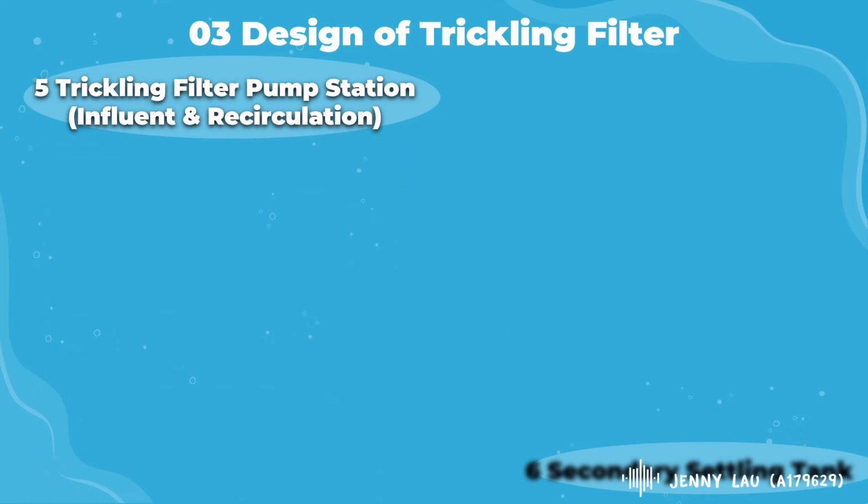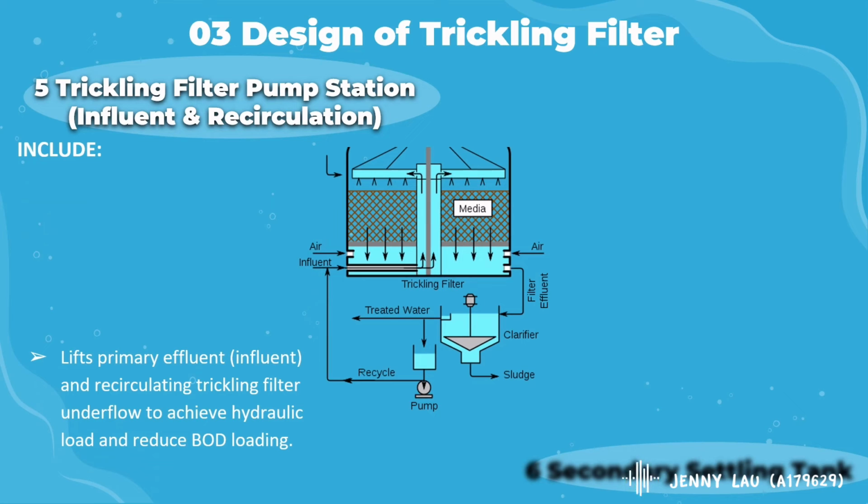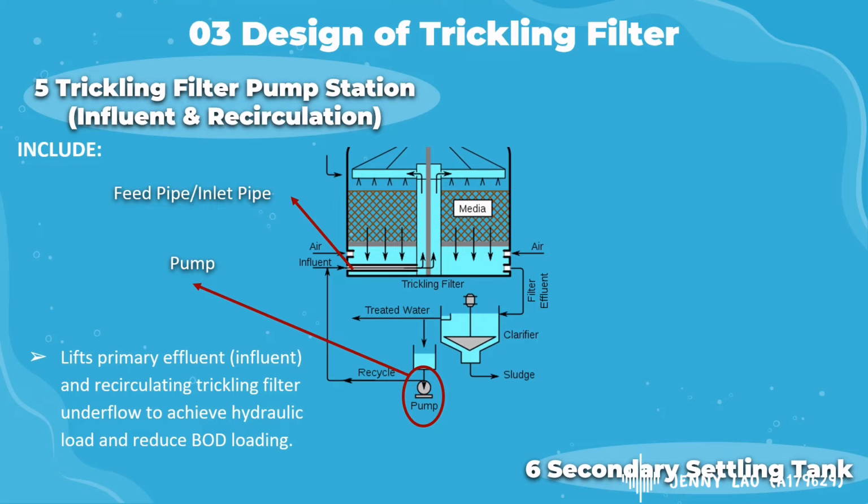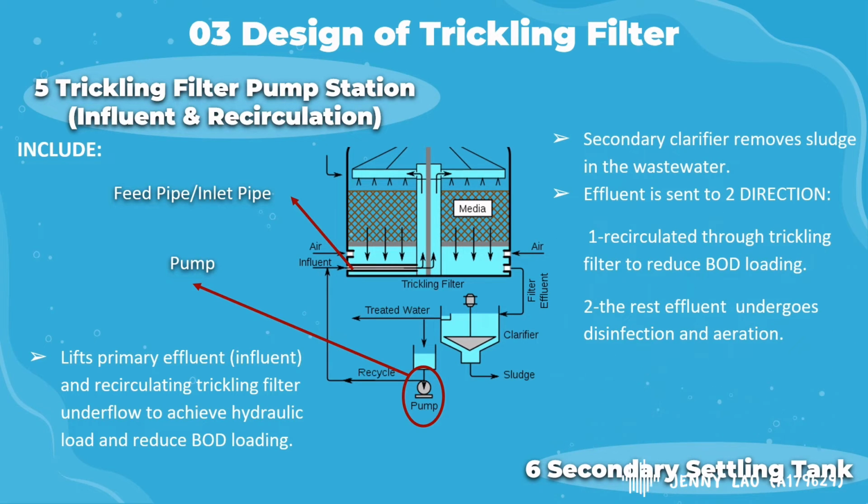The fifth component is trickling filter pump station. This pump station is responsible for pumping primary effluent or influent into the distribution system and recirculating trickling filter underflow to achieve hydraulic load and reduce BOD loading. Lastly, secondary settling tank, or in other words known as secondary clarifier. In this component, the waste sludge will be removed from wastewater.